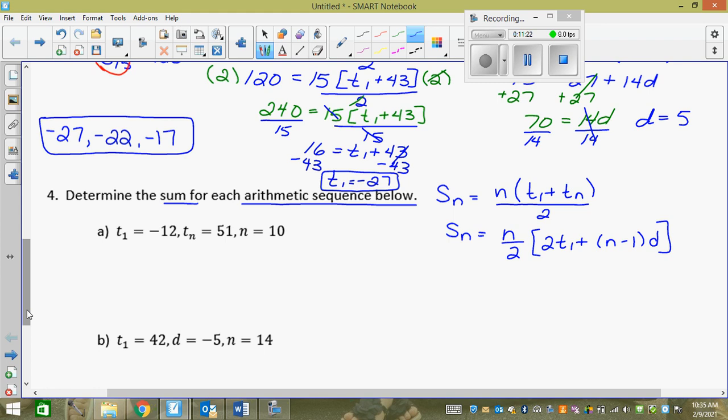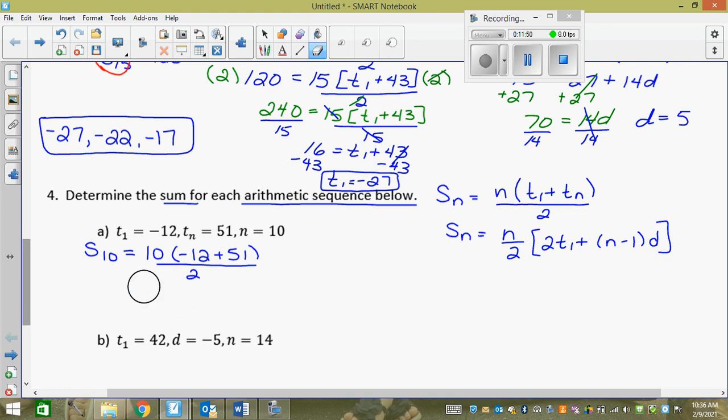Right? Narrows it down. So for A, I have the first term, the last term, and n. So then I'm going to use the one where I have the first and last term, right? So I'm going to do S10 equals 10 times negative 12 plus 51 divided by 2. So it's 10. What does that equal? I'm just going to write it. 195. So the sum of the first 10 terms is 195, right?